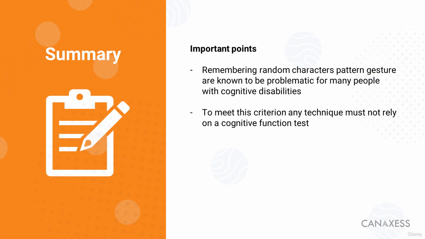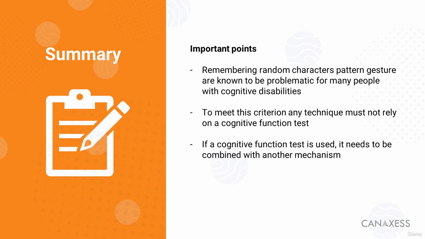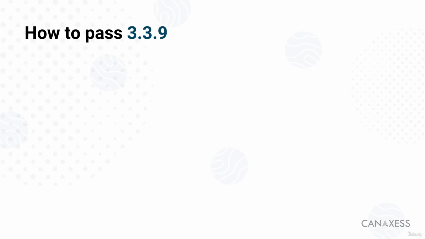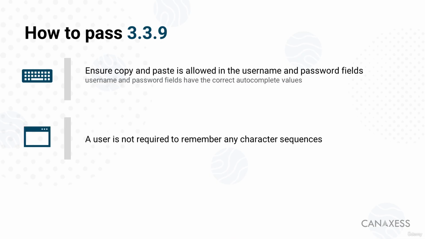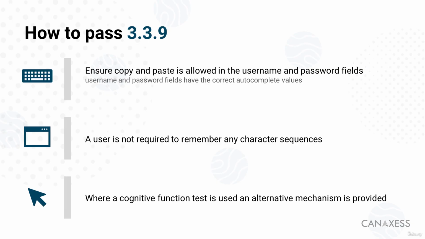To pass this criterion, any technique must not solely rely on a cognitive function test. If a cognitive function test is used, it must be combined with another mechanism. The way I recommend to pass this success criterion: ensure copy and paste is allowed in the username and password fields. Username and password fields have the correct autocomplete values. A user is not required to remember any character sequences. And where a cognitive function test is used, an alternative mechanism is provided.